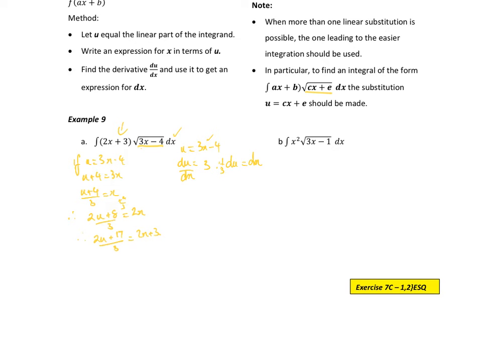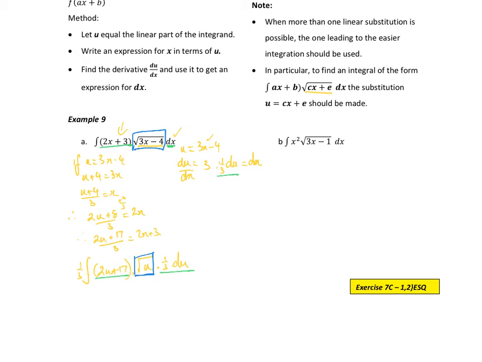So this integral becomes, I might take that third out the front, 2u plus 17, which is the 2x plus 3, times the square root of 3x minus 4, which is the square root of u, times dx, which is 1/3 du. Yeah, so let's just have a good look at that. 1/3 du is there, and that's the dx term. All right. Square root of u, that's the square root of 3x minus 4, and 2x plus 3 is an equivalent form of 2u plus 17.